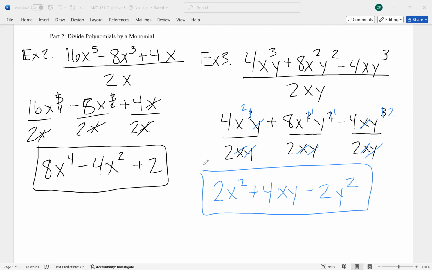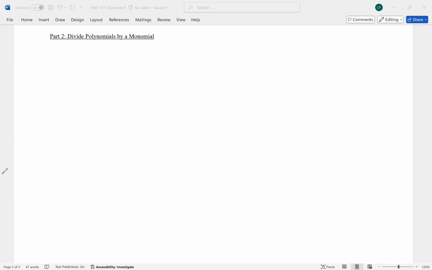So that is how it will look for example 2. You see we have the same variable, which is x. And for example 3, we have 2 variables present, an x and a y. Okay? Let's do one more example. This is another way that you can see the problem written.